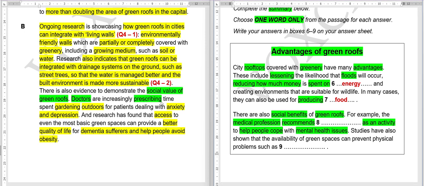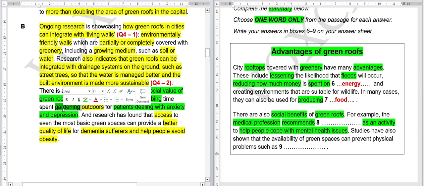Doctors are increasingly prescribing time spent gardening outdoors for patients dealing with anxiety and depression. So anxiety, patients dealing with this, people coping with mental health issues. So obviously our answer is in this particular sentence. For that you have around 10 seconds to tell me what should be our answer, and the time starts now. Okay, time's up, and the answer to this question is yes, gardening.